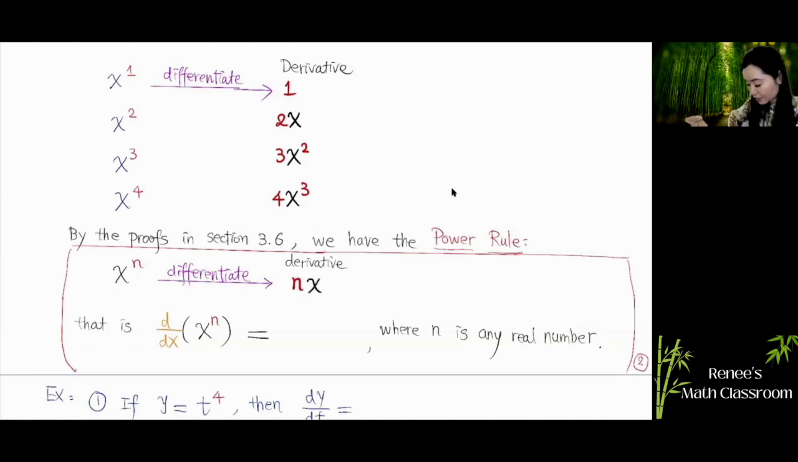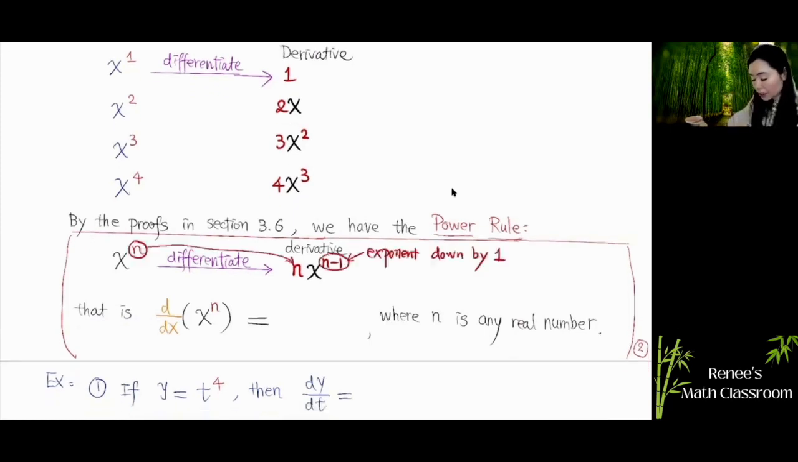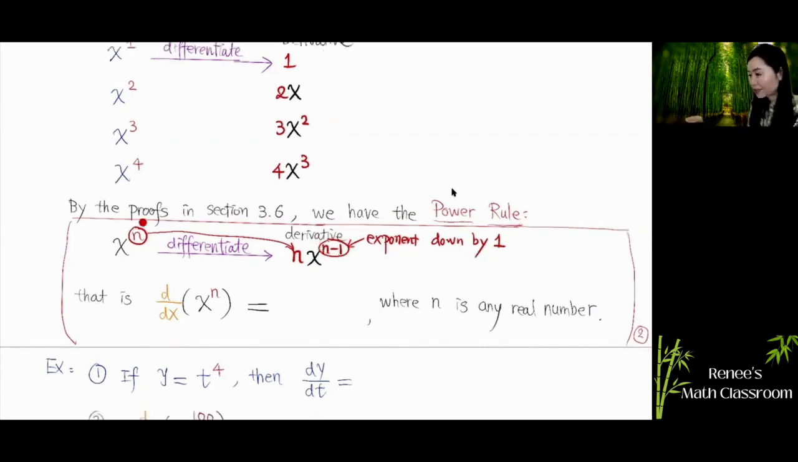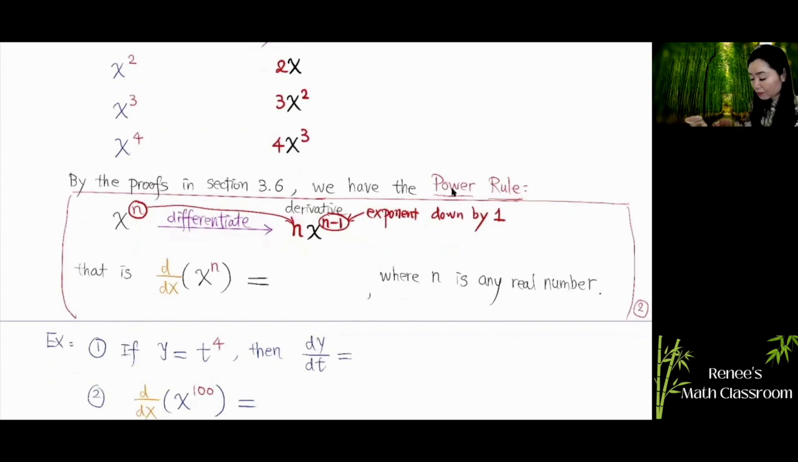And then x to the n minus 1 power, right? So you see that when we differentiate x to the n power, this exponent here drops to the front, becomes the coefficient, and the exponent on this x is going to go down by 1. This is proven. It's a power rule. Not proved by example, but by the proof in section 3.6.